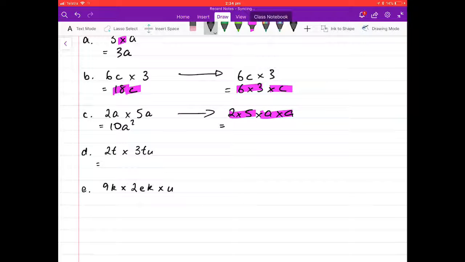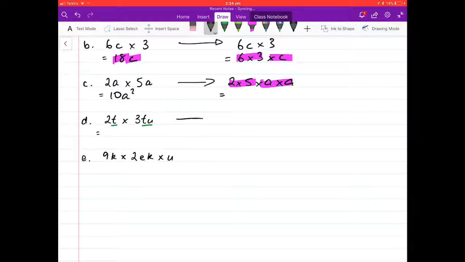Example D, all right, 2t times 3tu. Now unlike addition and subtraction, where we've got a different combination of variables, it doesn't matter here. When we multiply, it's fine. Again, if you wish, come across here and put all of your numbers first, if you like, okay, pronumerals, and then we can multiply it by our variables, which is t times t, and we've got a times u there as well. Again, 2 times 3 gets us that 6. Then we can look at the t times t, which gets us t squared. Then we just multiply by u, which we'll just put on the end here.